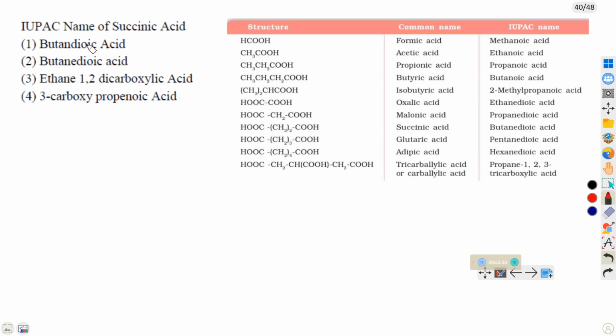The IUPAC name of succinic acid. Succinic acid IUPAC name is butanedioic acid.